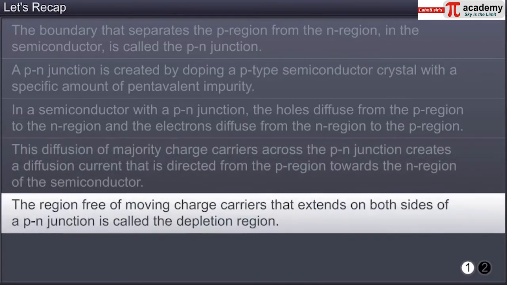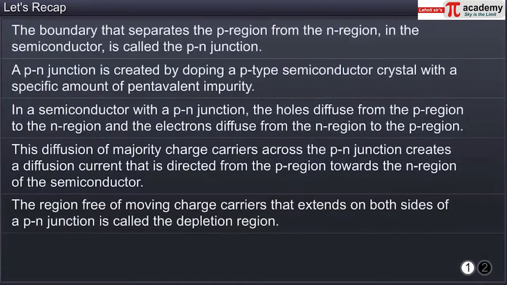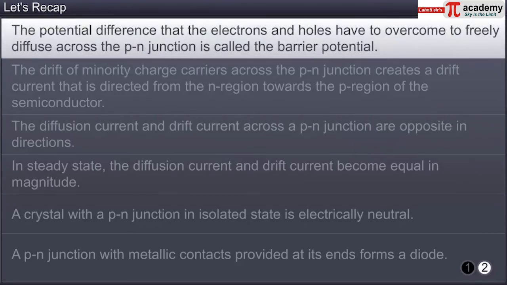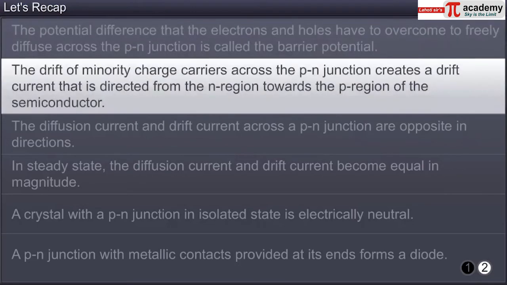The region free of moving charge carriers that extends on both sides of a p-n junction is called the depletion region. The potential difference that the electrons and holes have to overcome to freely diffuse across the p-n junction is called the barrier potential. The drift of minority charge carriers across the p-n junction creates a drift current that is directed from the N region towards the P region of the semiconductor.